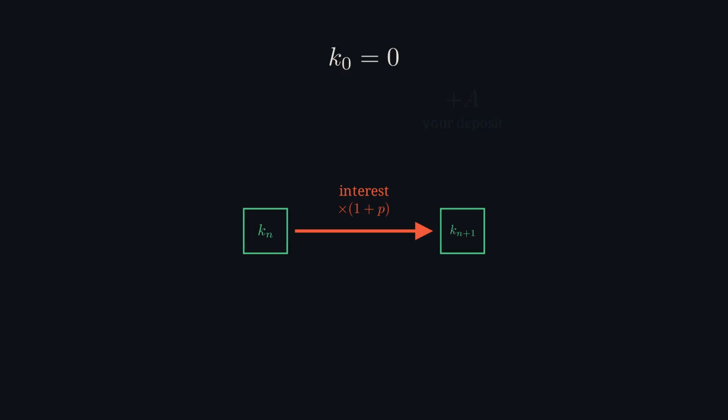But real retirement saving isn't one lump sum. You start with an empty account, and every single month you add a fixed amount, call it A. So now, going from one month to the next, two things happen at once. The old balance earns its interest, and you toss in a fresh contribution on top. Write that down and you get this. The next balance equals (1 plus P) times the current balance, plus A.